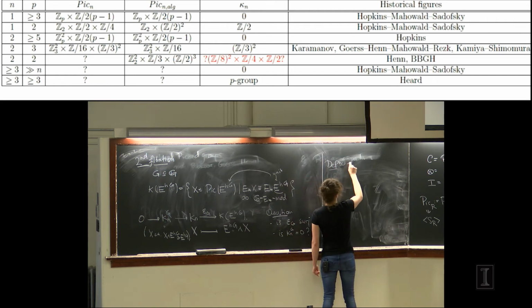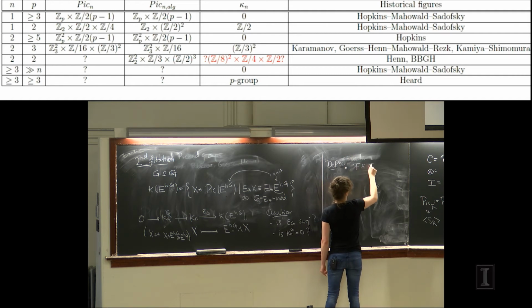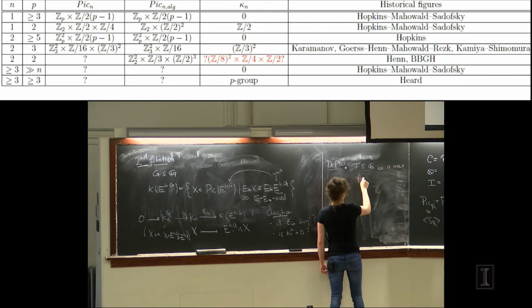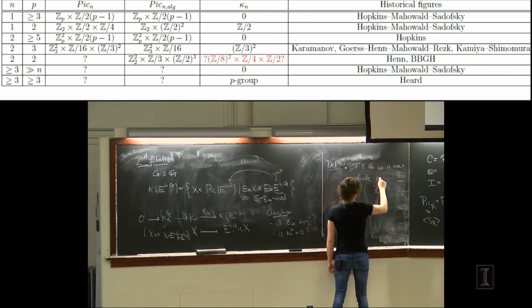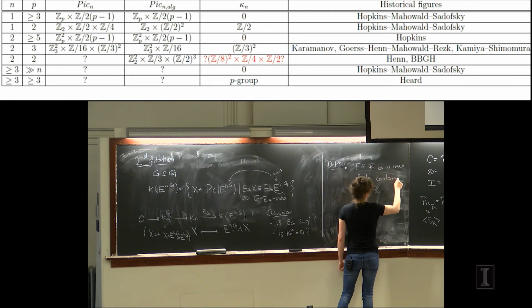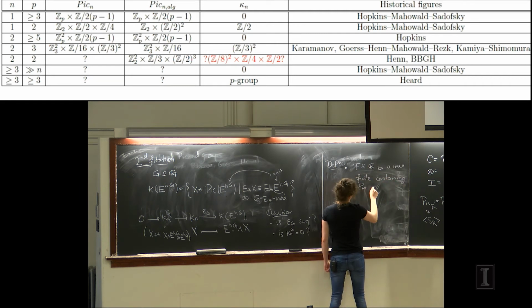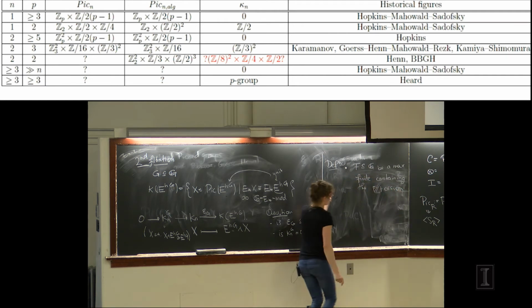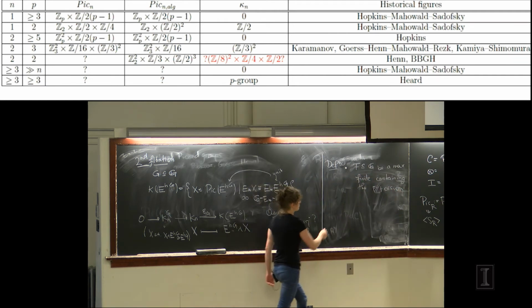So the first one is I'm going to let F in G be a maximal finite subgroup. F is for finite, which contains all the p torsion, okay? So this group varies depending on the prime and the height, but that's what I'm calling it.